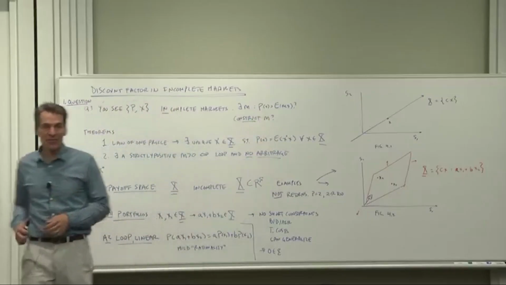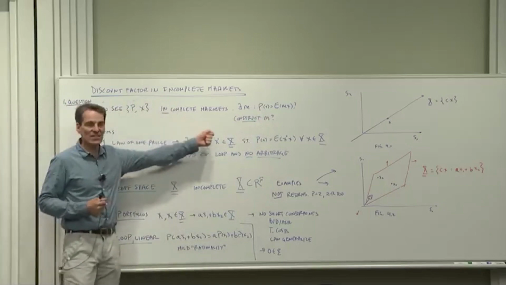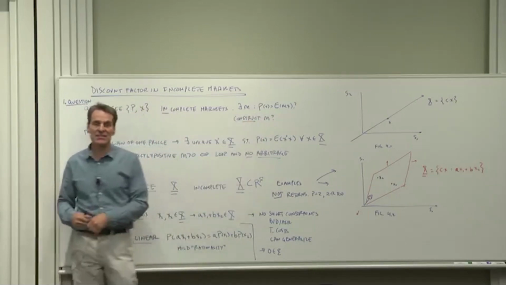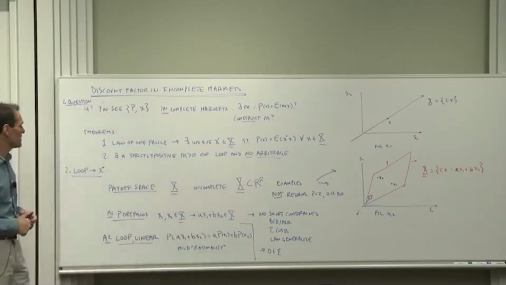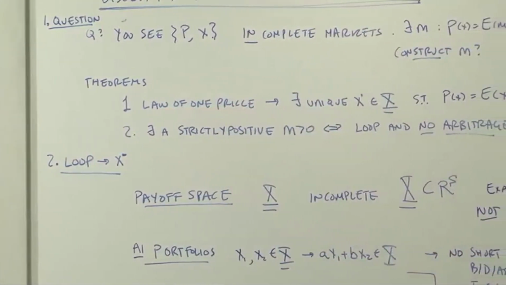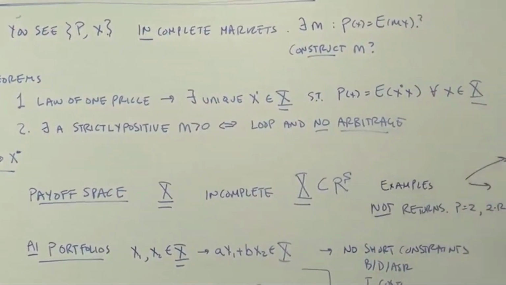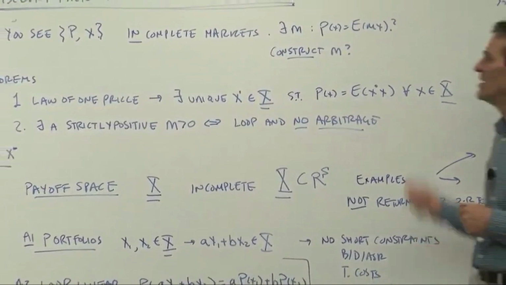In the end, we're not here for philosophy, we're here for construction. And being able to construct a discount factor to represent prices is, of course, a very useful thing to be able to do. We're going to build up to two theorems about the existence of the discount factor. First one is based on the law of one price. And if the law of one price holds, then there is a unique payoff, X star, that can act as a discount factor.